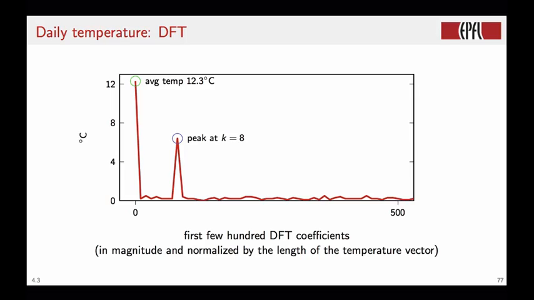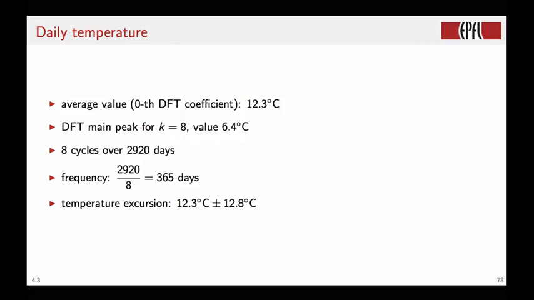So if we sum up what we learned from the DFT about the temperature signal, we know that the average value of the temperature is the 0th DFT coefficient normalized, so 12.3 degrees Celsius. The main peak is at k equal to 8 for a value of 6.4 degrees. What that means is there are 8 cycles of the temperature signal over the entire duration of our data set, which is 2920 days. So the period is 2920 divided by 8, which happens to be 365 days. So indeed the temperature has a yearly periodicity, as we all know very well.